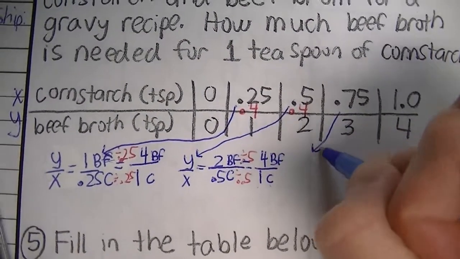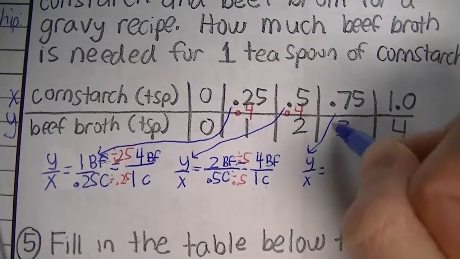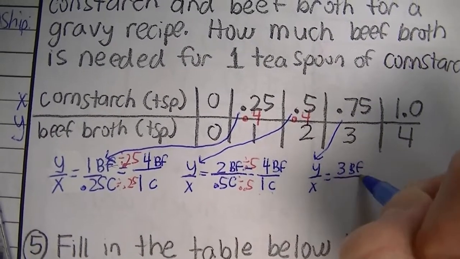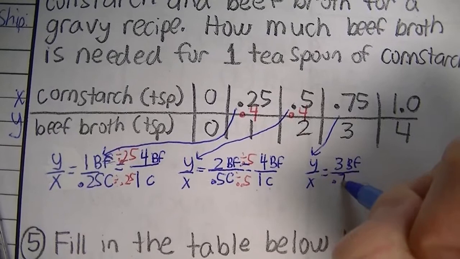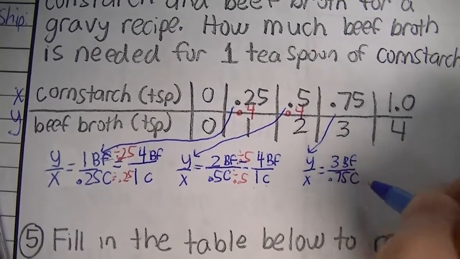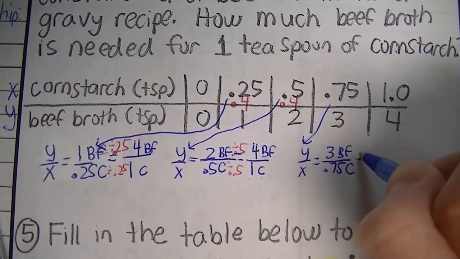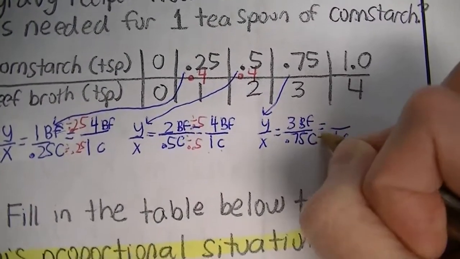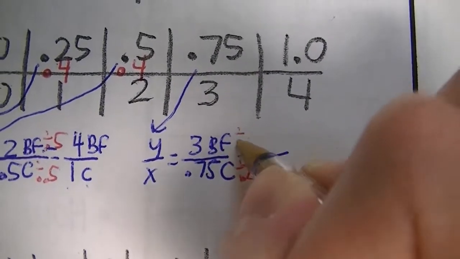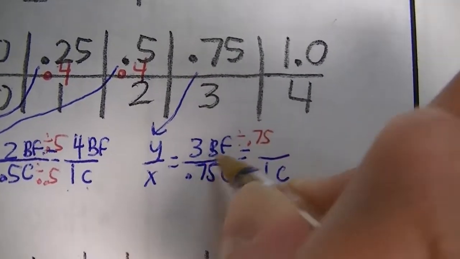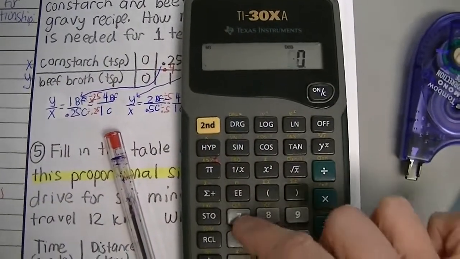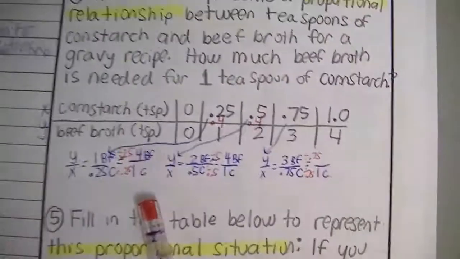And now this guy right here, again, Y divided by X. Y is 3 teaspoons beef broth. X is 7/500 teaspoons of cornstarch. Now to find the unit rate, we need to get 1 in the denominator. And we need to divide by 7/500. That says 7/500 divided by 7/500. 3 divided by 7/500 is 4.